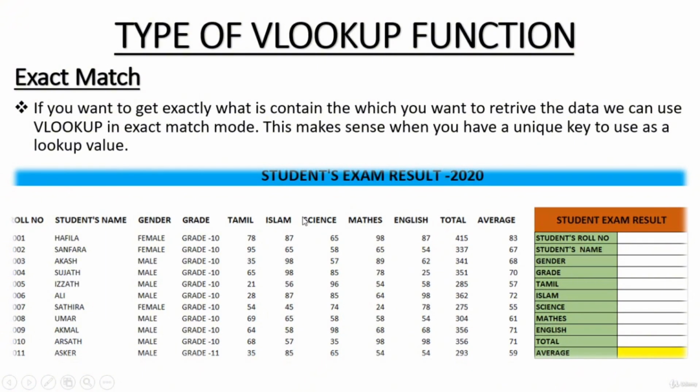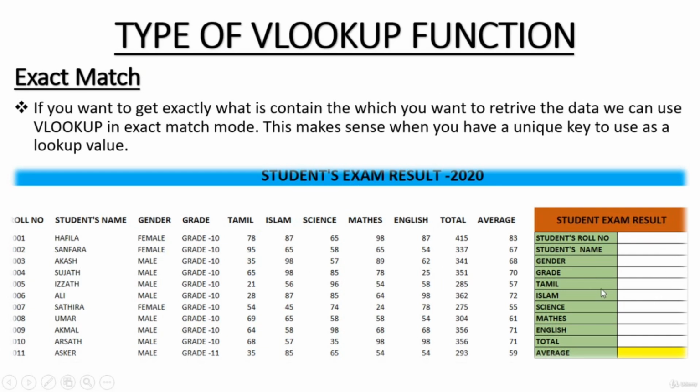For example, if you look at this student exam result 2020, if you type the student roll number, student name, gender, grade, Tamil mark, Islam mark, science marks, maths marks, English mark, total marks and average mark, exactly what is contained in the table or range should appear here. No need for any approximation. What exactly consists in the table should be retrieved in this chart. That is called exact match. For example, if the student roll number is 1001, that is Hafila, exactly Hafila is contained in the cell, and gender is female, exactly female.